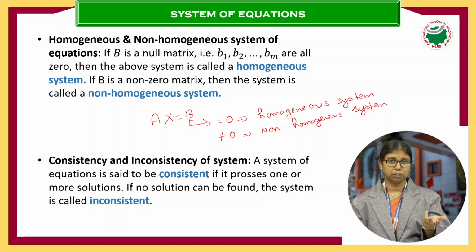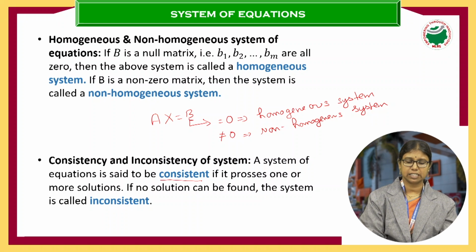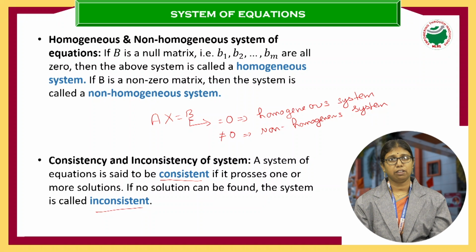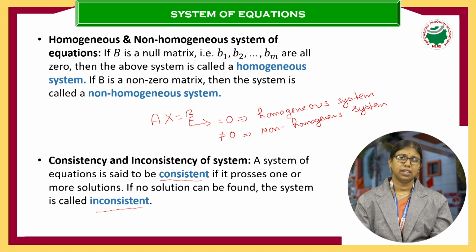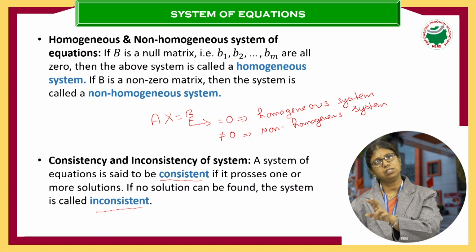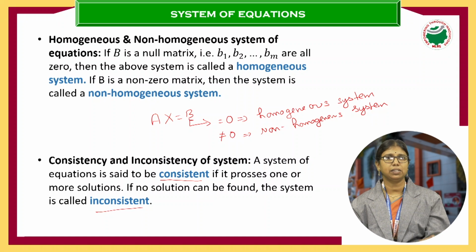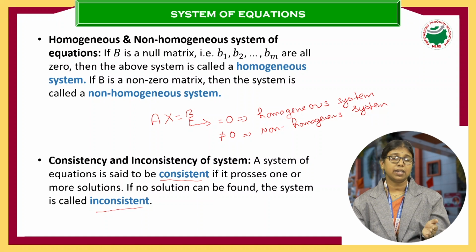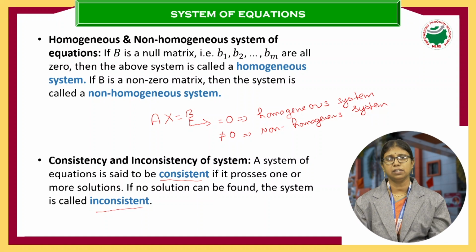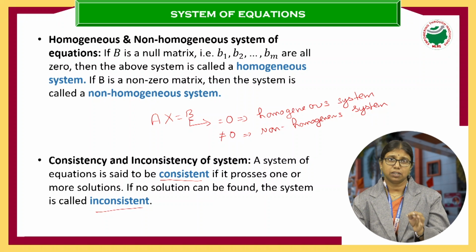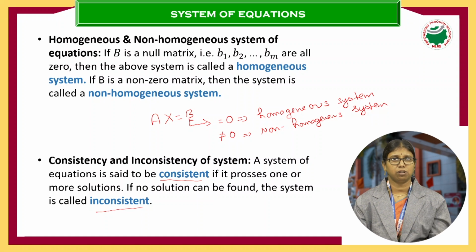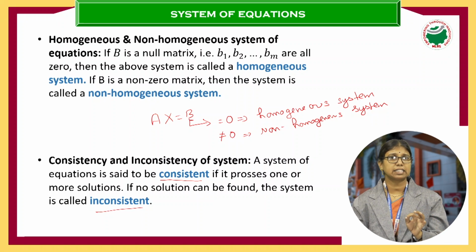Here you have to know another terminology also, consistency and inconsistency. Consistency means that when you are solving a system with an equal number of equations and variables, definitely you will get the solution. But in some cases, whenever you have an unequal number of equations and variables, sometimes there is a possibility of getting no solution. So if the system has a solution, then the system is called consistent. If there is no solution for the system, then such a system is called inconsistent.